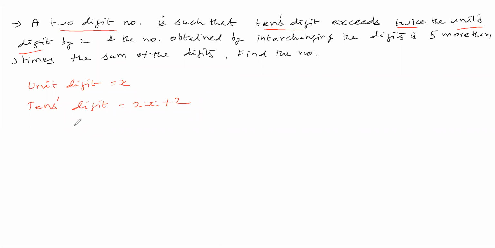Now we will see the sum of the digits. The sum of the digits is this unit digit plus this tens digit. Next, the number obtained by interchanging the digits is 5 more than 3 times the sum of the digits. That we'll see.